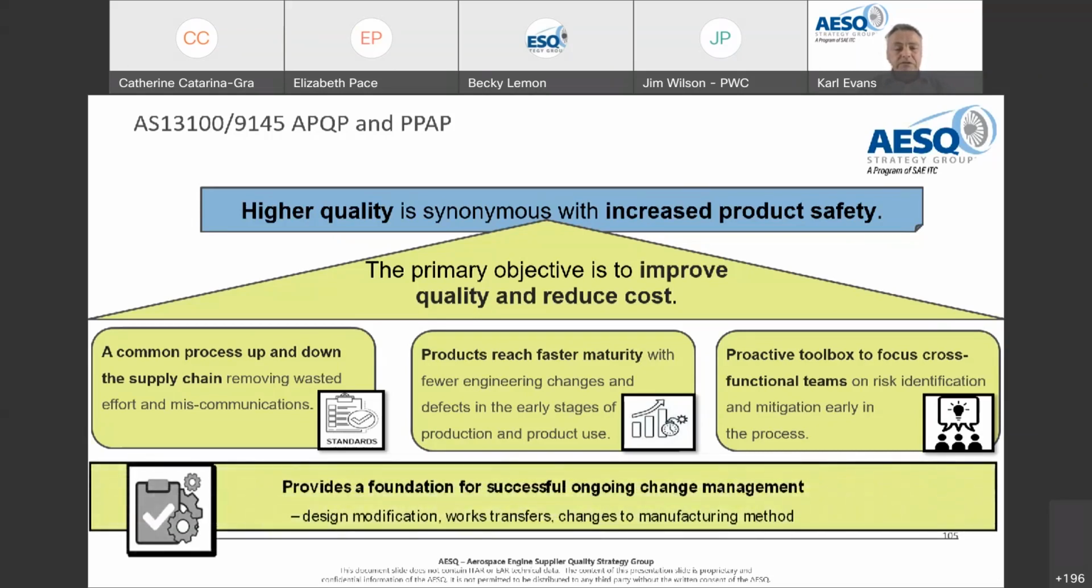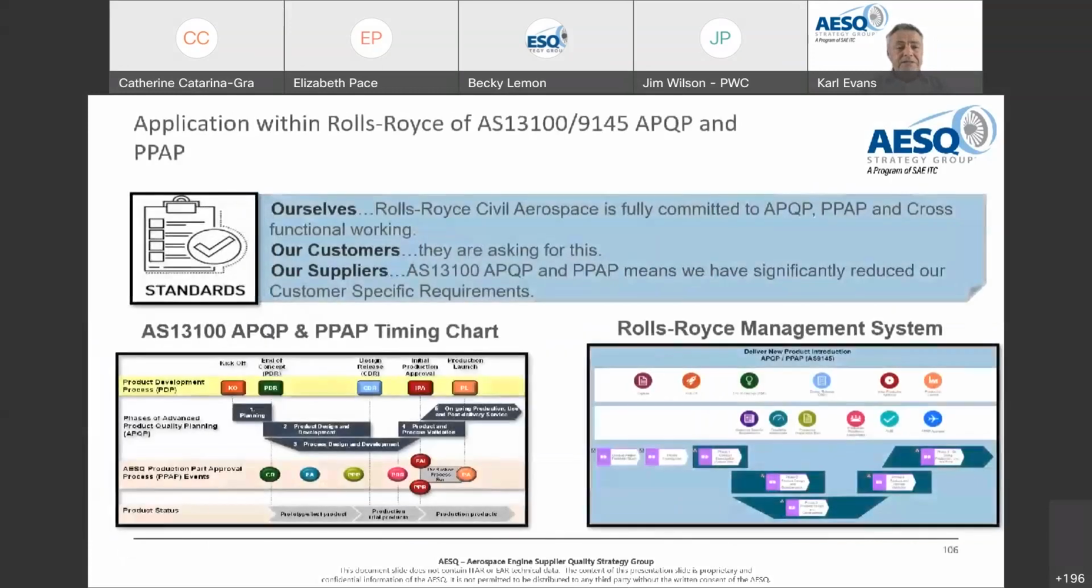And really what it also does is put a foundation in place around improved quality and cost. And the foundation is about ongoing change management. It puts a standard and practices in place that then when any engineering change needs to take place, you know, modifications to the design of the product, works transfers, change in the manufacturing methods, it gives you that solid foundation to springboard off. If you could click on one, please. So that's the starting point of why APQP and PPAPs are really important for our industry.